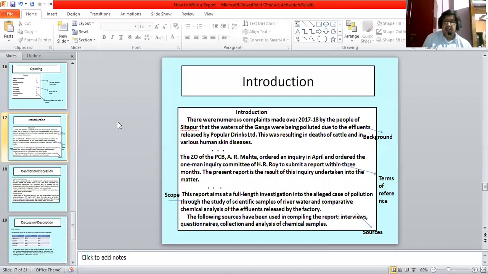So in the introduction, it's quite varied, really. And we include various things in the introduction. As we sketch in the background, we talk about the terms of reference, we give the details, we talk about the scope of the report, we specify the sources. So all these things, together with something about the findings of the report also. So all these things have to be given in the introduction. So it is a fairly well balanced piece of writing.